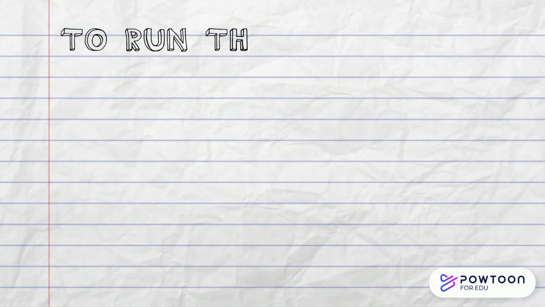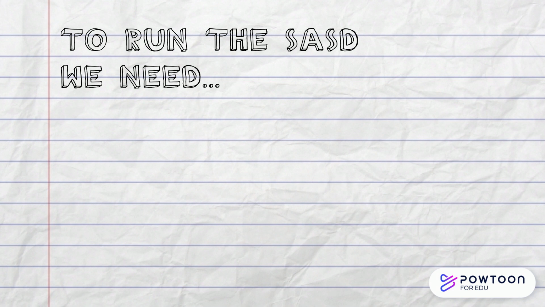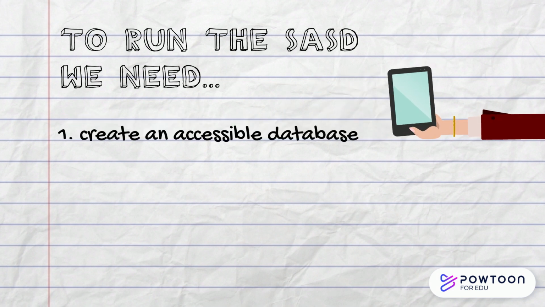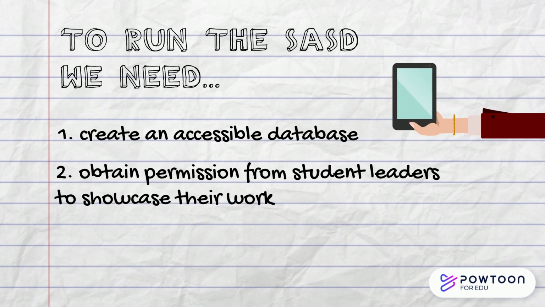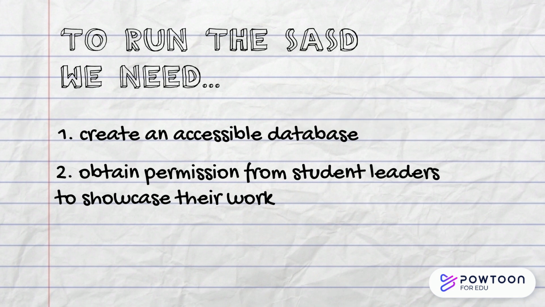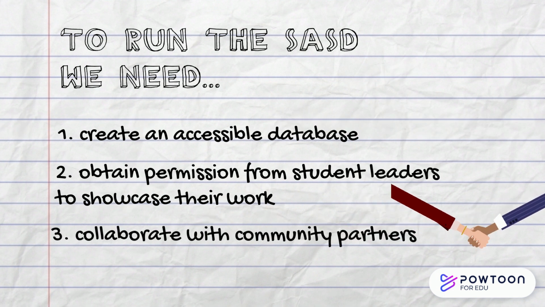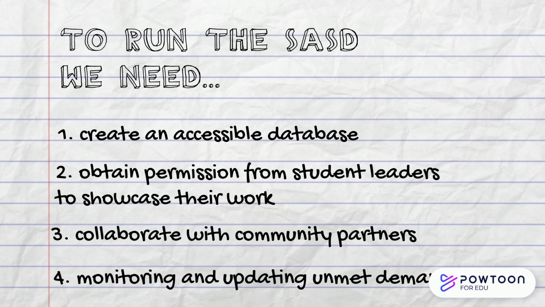To run this project, we need to: 1. Create a database that is accessible to the general public. 2. Get a hold of student leaders and have their permission to showcase their projects. 3. Connect with different community partners to gain public attention for our database and the advocacy projects. 4. Regularly communicate with student leaders and/or the responsible organizations to update the unmet demands.